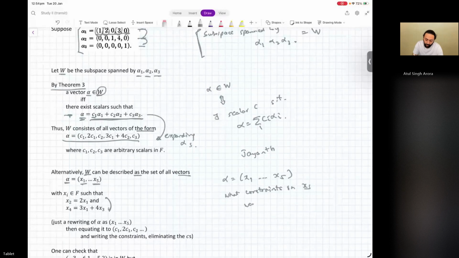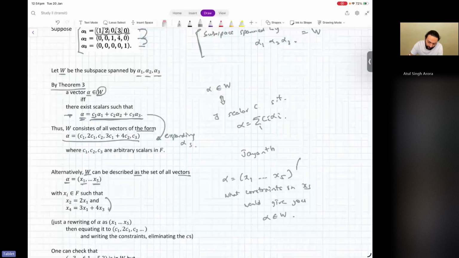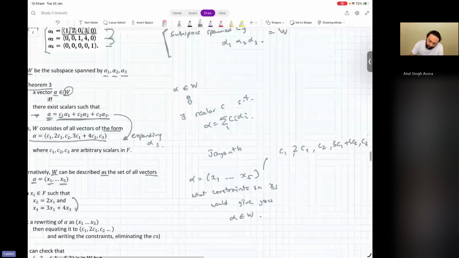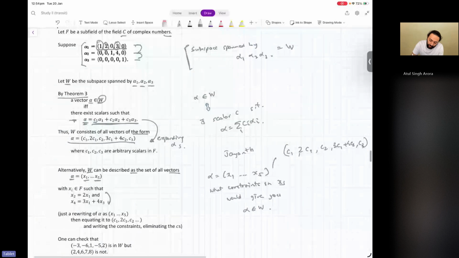X's would give you. So here we're taking C1 as x1 and then finding it the same way as above. So you basically just equate it with C1, C2, 3C1 plus 4C2, comma C3, right? You make the comparison and then you eliminate the C's and you'll get these equations. Is that okay? Yes. Perfect.